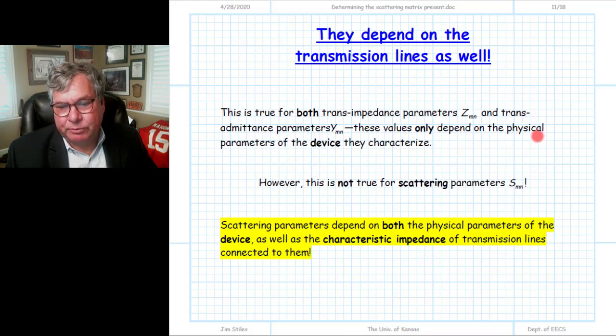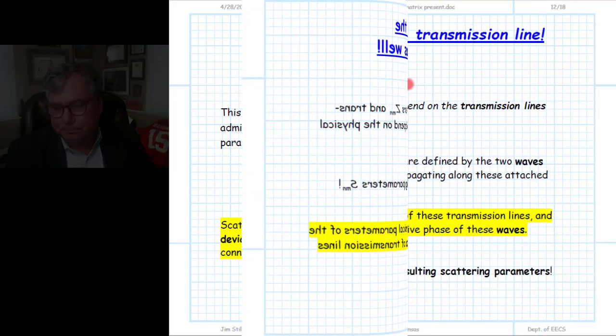So this is just reiterating what I previously said on the previous slide. Again, the admittance and impedance matrices depend only on the device itself and not on the characteristic impedance of the transmission lines connected to them, whereas the scattering matrix depends both on the device and on the characteristic impedance. Again, we're seeing how this thing works immersed in a matched system.